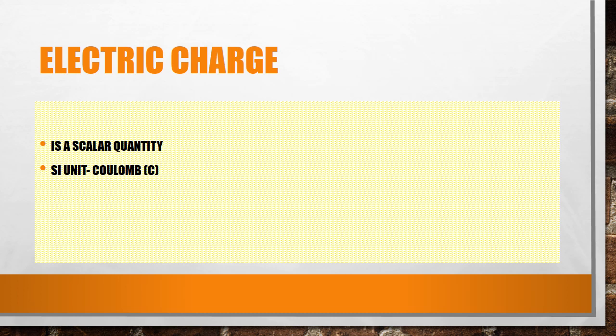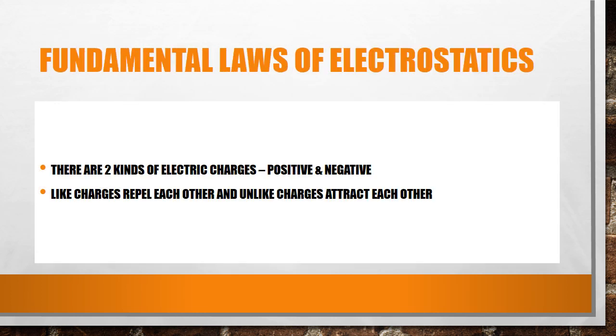Electric charge. It is a scalar quantity and the SI unit is Coulomb. What are the fundamental laws of electrostatics? Number 1. There are two kinds of electric charges, positive and negative. Number 2. Like charges repel each other and unlike charges attract each other. A positive charge and a positive charge will repel. A negative charge and a negative charge will repel, while a positive charge and a negative charge will attract.